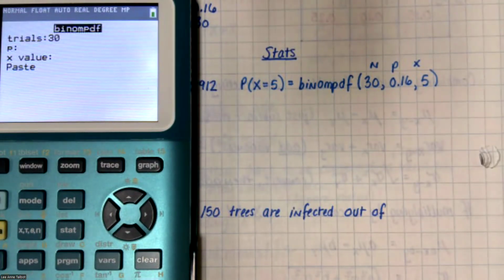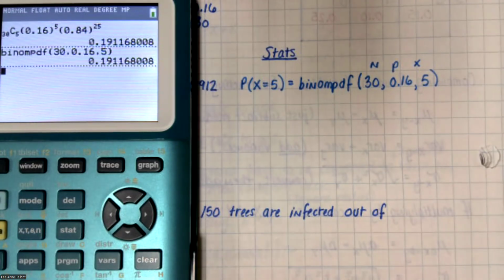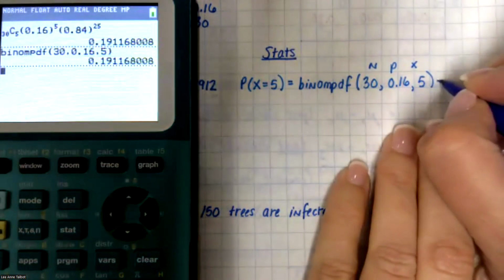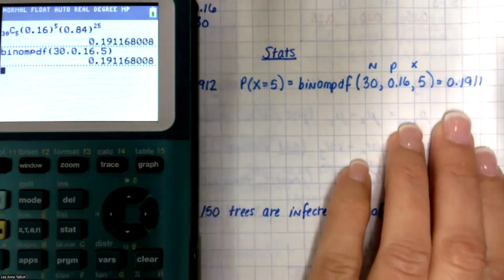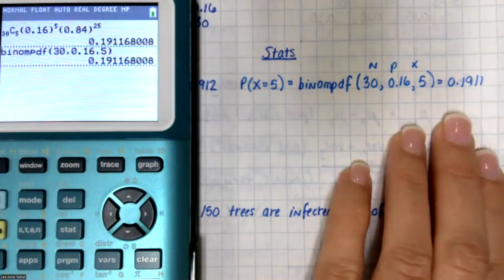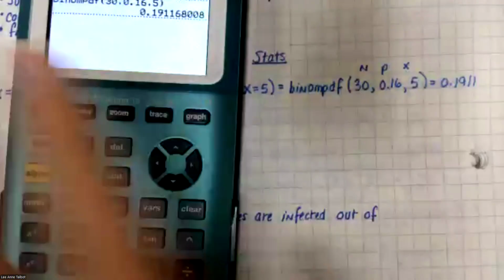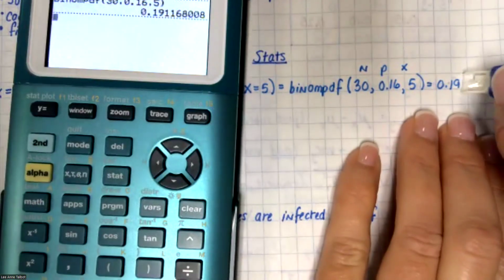So 30 trials, 16% chance each time, 5 out of the 30 infected. Crap, did I round improperly? It's half point off for Miss Talbot.